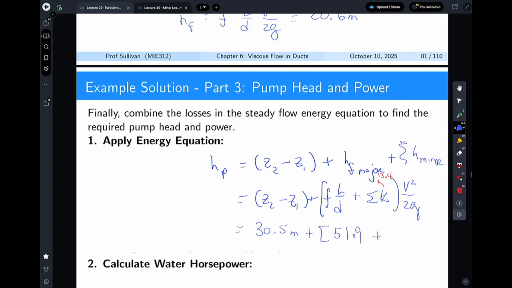51.9, 13.4, V squared over 2G, and head for the pump is 56.4 meters.